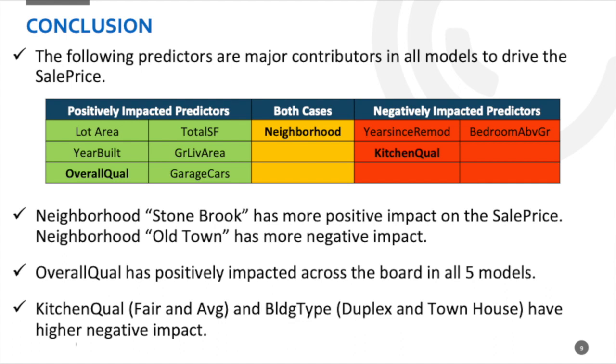Based on the models that we used for this project, we conclude that many different factors influence the price of housing, as displayed in the chart. The main factors were: 1. How the type of neighborhood can impact the sale price negatively or positively. 2. The overall quality of the house influenced all 5 models. And 3. The fair to average kitchen quality and duplex and townhouses negatively impacted the house prices.